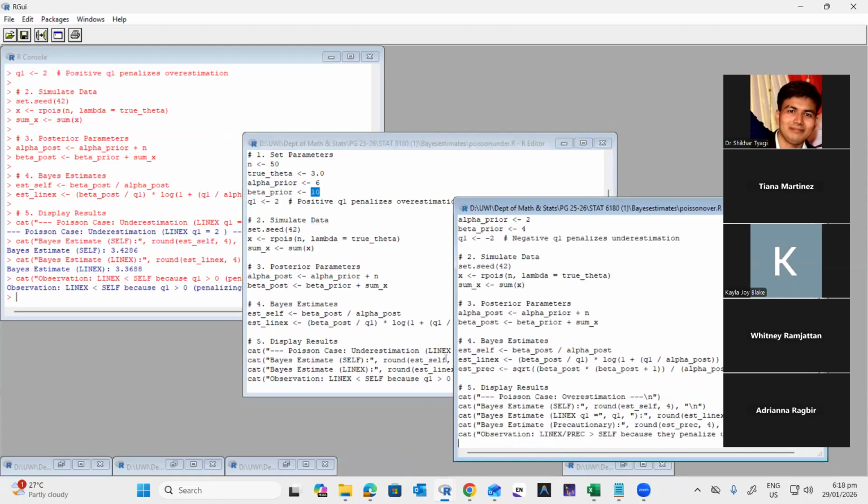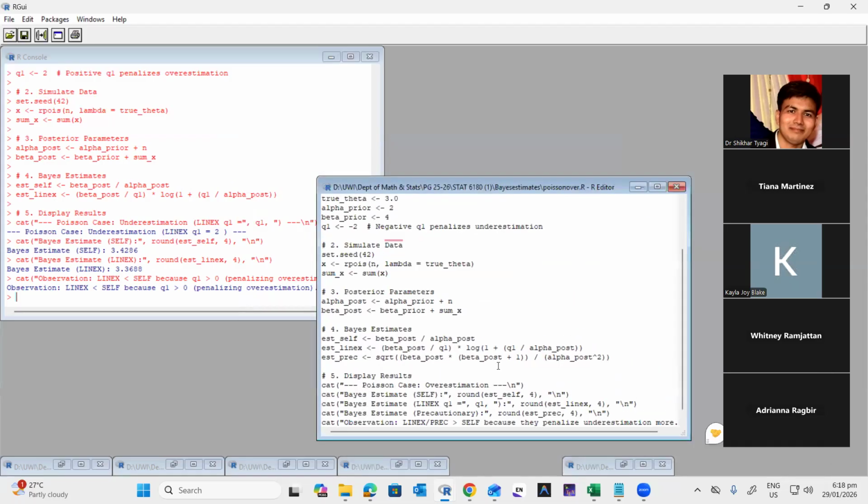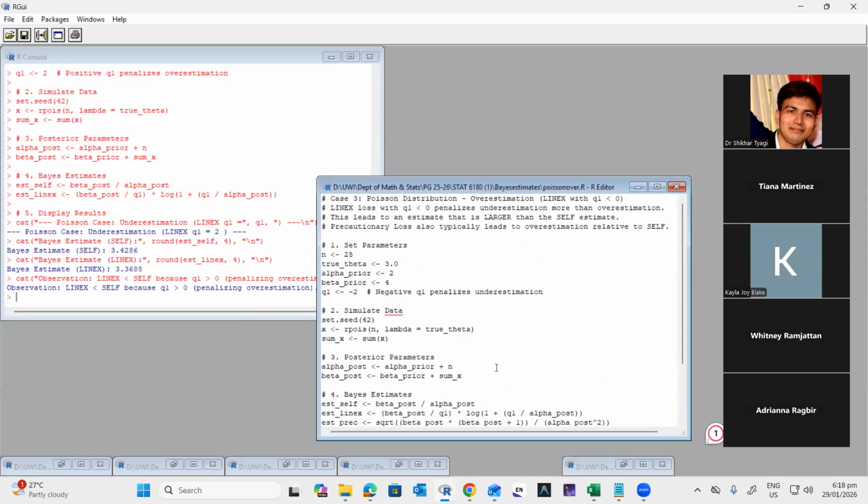Now we will check the underestimation condition. All right, right now we are going to take the value of q1 as -2. The entire code will remain the same, only the value of q1 will change. All right.